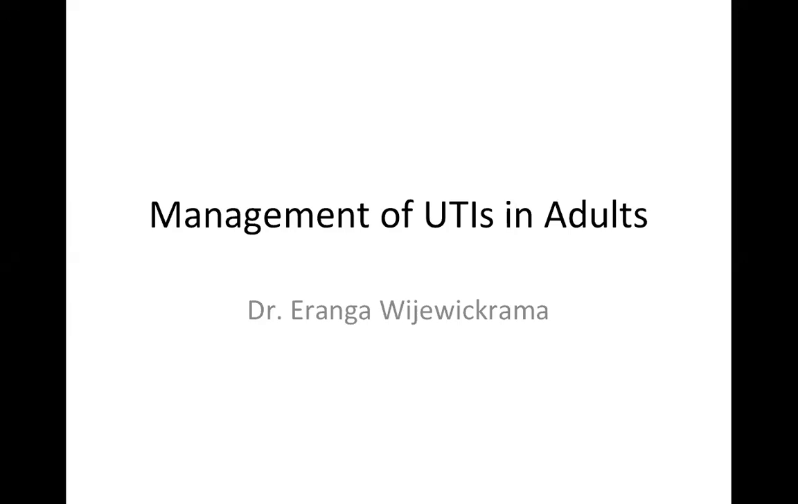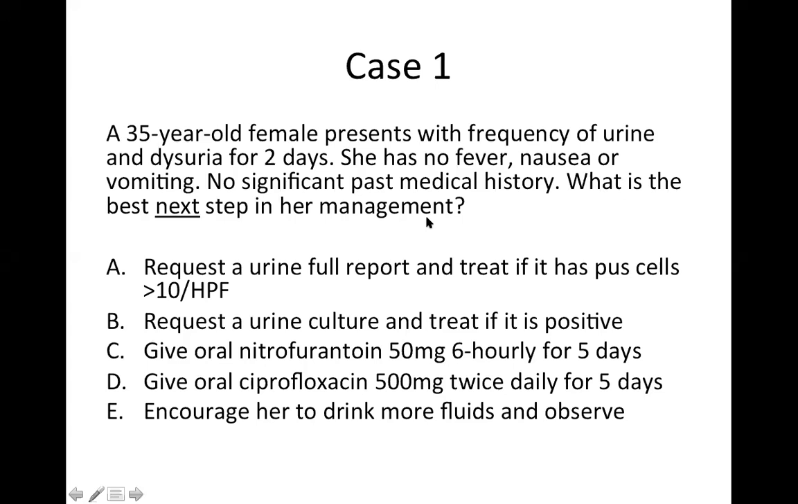Based on some cases, and as I told you initially, you can indicate your answers through a poll on the screen. I will let you know when to start polling. So first case, a 35-year-old female presents with frequency of urine and dysuria for 2 days. She has no fever, nausea or vomiting, no significant past medical history. What is the best next step in her management?